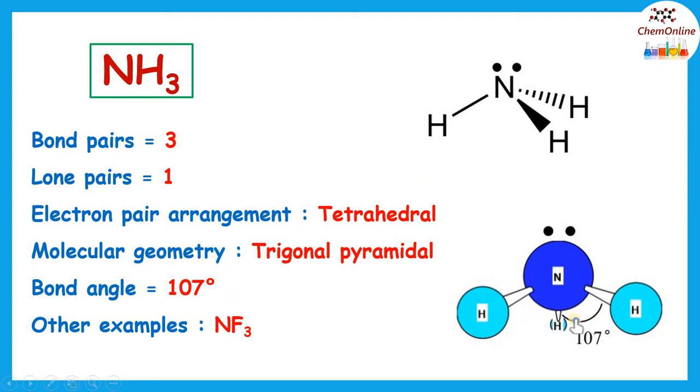As you can see here, the bond angle, that is the HNH bond angle, is 107 degree because of the trigonal pyramidal geometry. In NF3 also we can see a similar trigonal pyramidal structure like ammonia. So for the ammonia molecule, we expect a tetrahedral geometry, but due to the presence of a lone pair, the geometry changes to trigonal pyramidal with a bond angle of 107 degree.